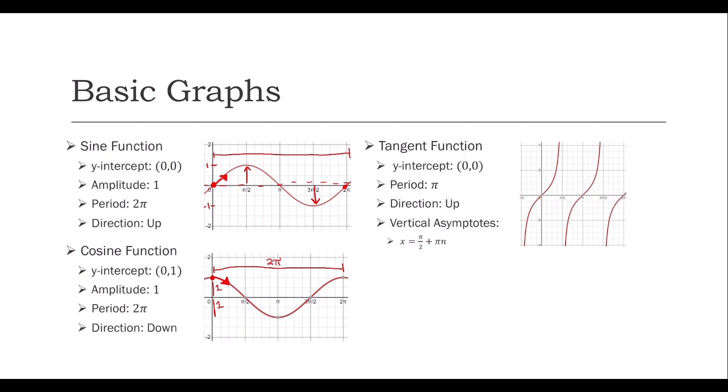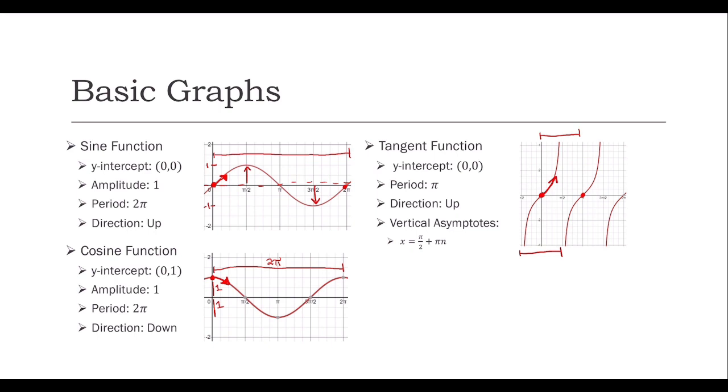For your tangent function, your y-intercept is (0, 0). Your period is pi, so it'll repeat every pi. So from here to here, then it'll repeat itself. Typically, for one period, you'd start with your part where it's down and then go to your part where it's up. From your y-intercept, you're going to go up.